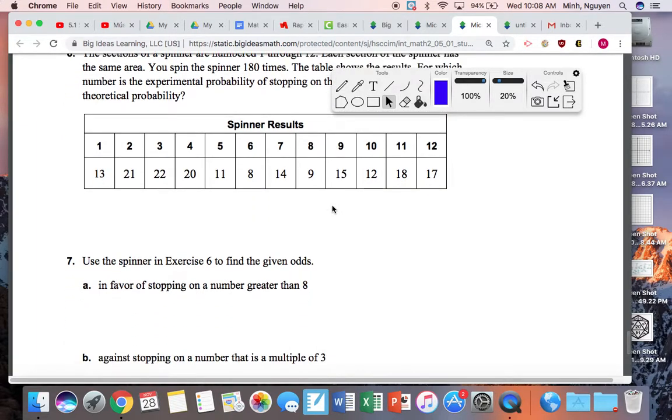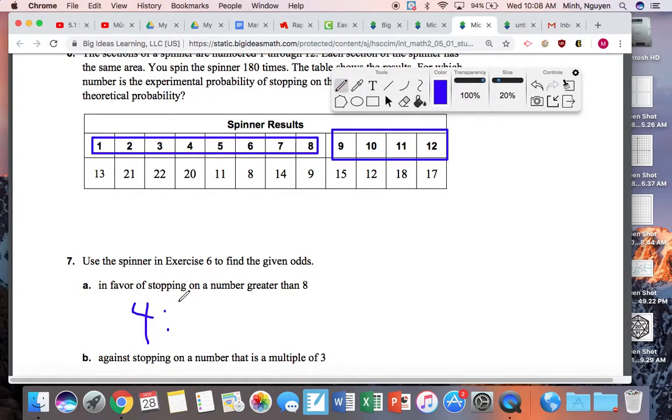Next, use the spinner in exercise 6 to find the given odds in favor of stopping on a number greater than 8. So how many numbers do we have that are greater than 8? We have 4. It says in favor of, that means those are the ones I want. And then how many numbers do we have that are not greater than 8? Which are the rest of them? 8. So you go ahead and would reduce that to 1 to 2.